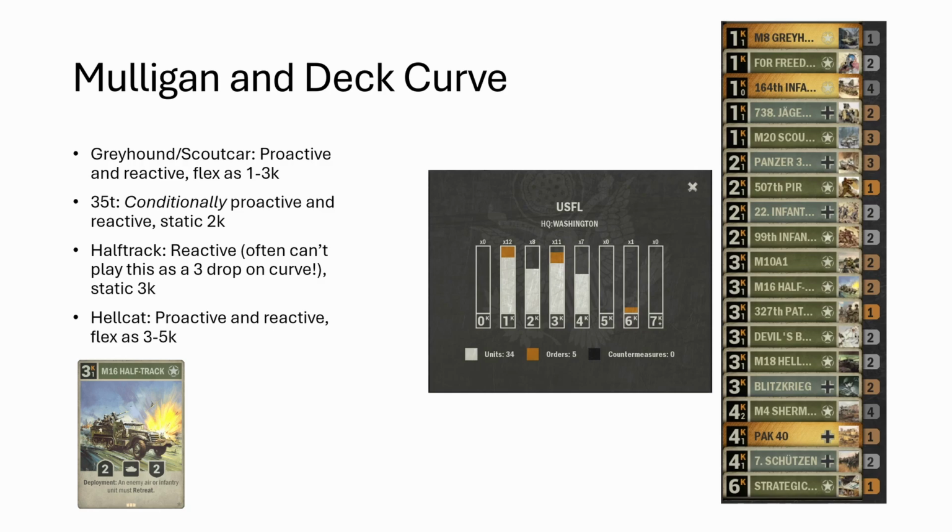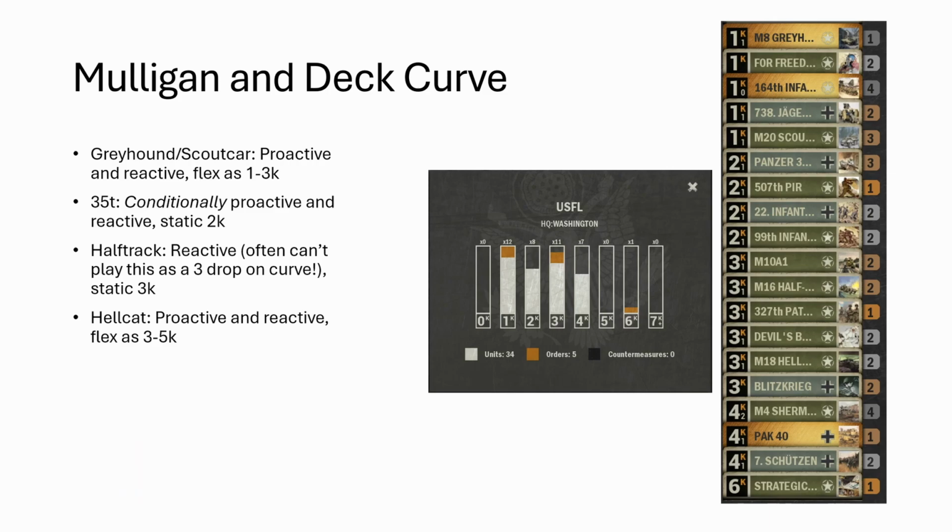And the third example, half track, is quite fully reactive. You often can't play this as a 3-drop on curve. It has a static 3k cost because it doesn't have blitz. Half track is certainly more reactive than proactive. You almost never want to just play half track without getting value from its deployment effect. It sucks if you just drop it flat out without gaining any value from it.